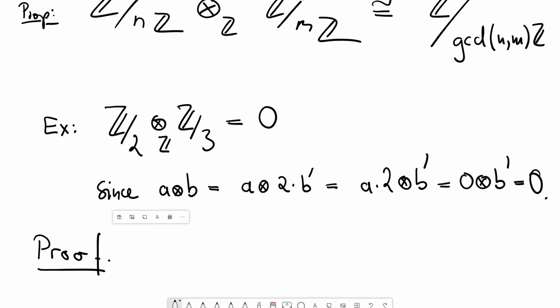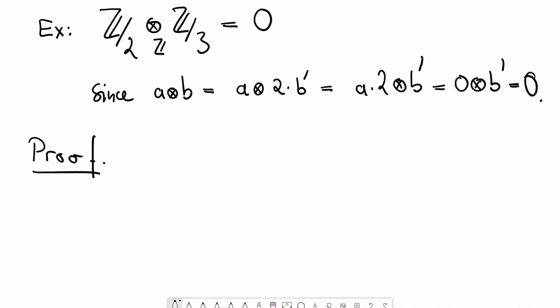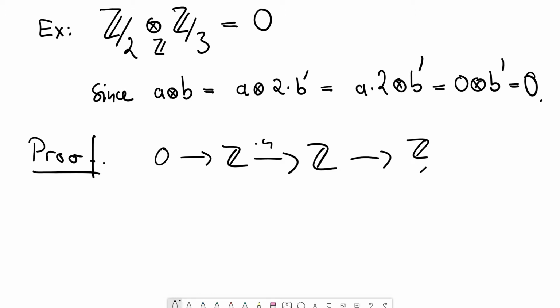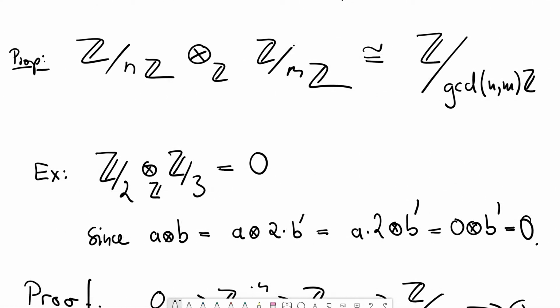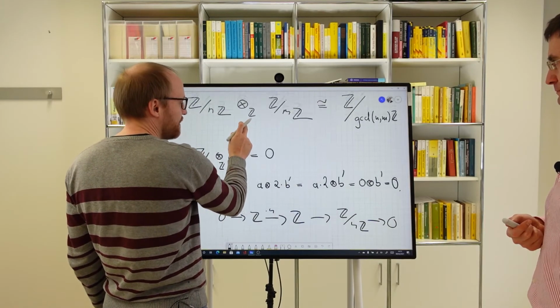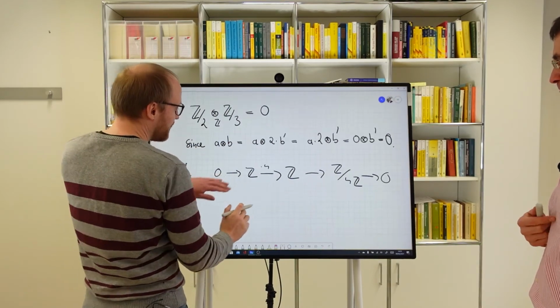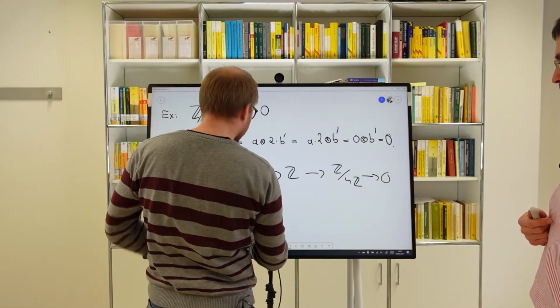So what do we have here? Z mod nZ. So we use the defining short exact sequence of Z mod nZ. Namely, it's the cokernel of this multiplication by n map. Right? This is a short exact sequence, and now we apply to this the tensor product functor over Z with Z mod mZ. And since it's right exact, then the portion here on the right will still be exact.